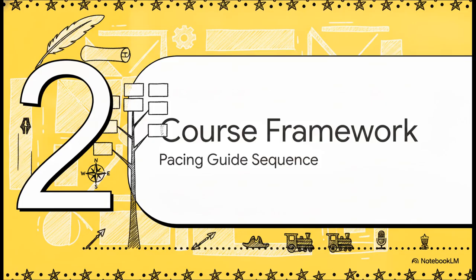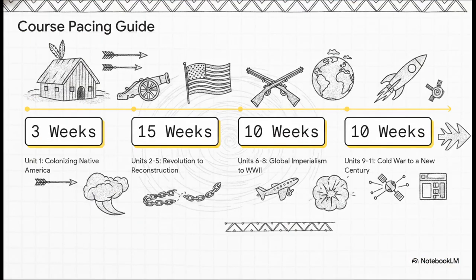Moving on to Part 2, the course framework. Before we zoom into the nitty-gritty details, we really need a high-level view of how this whole timeline is built. So here's your pacing guide for the year. It's basically a massive timeline. We kick things off with a solid 3 weeks looking at the colonization of Native America.